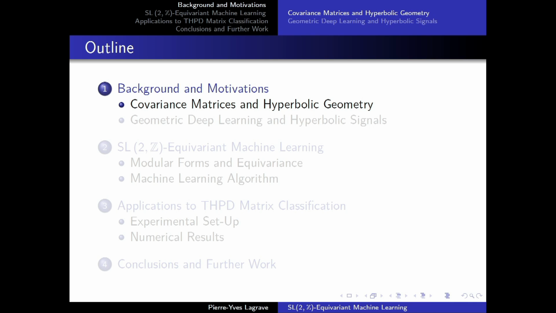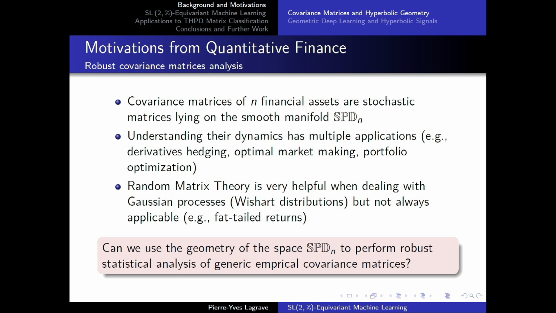So let's start first by reminding ourselves about some link which exists between the space of specific type of covariance matrices and hyperbolic geometry. But before that, let's start with some very quick motivation regarding why we are interested in analyzing covariance matrices in finance.